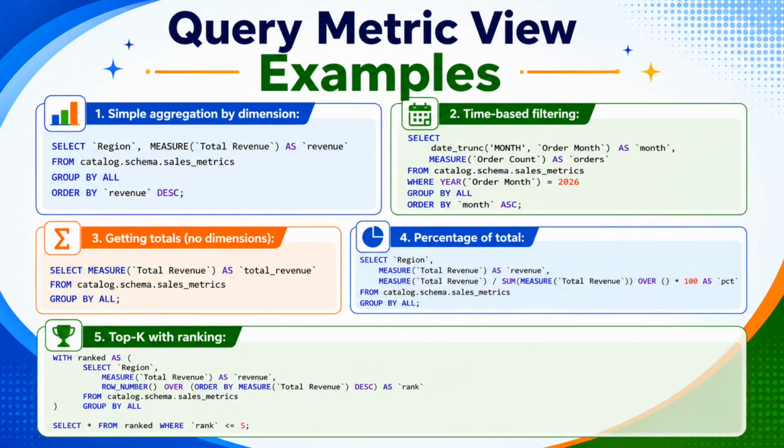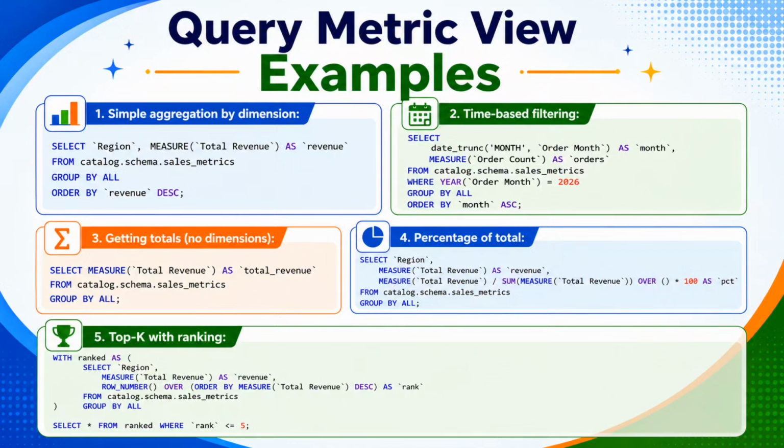Example 2. Time-based filtering. Next, let's analyze metrics over time. Here, we select order month using date_trunc month order_month, order count using measure of order count from the same sales metrics view. We then filter the data using year order_month equals 2026. This returns only records from the year 2026. The results are grouped and sorted by month in ascending order. This type of query is useful for tracking monthly sales trends and seasonality.